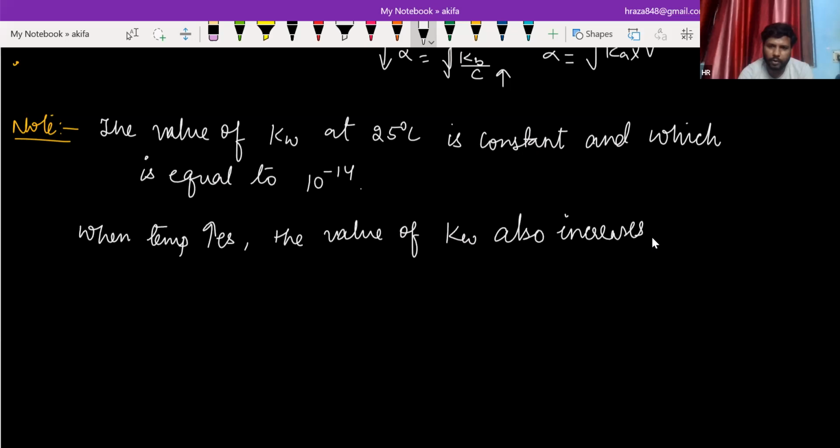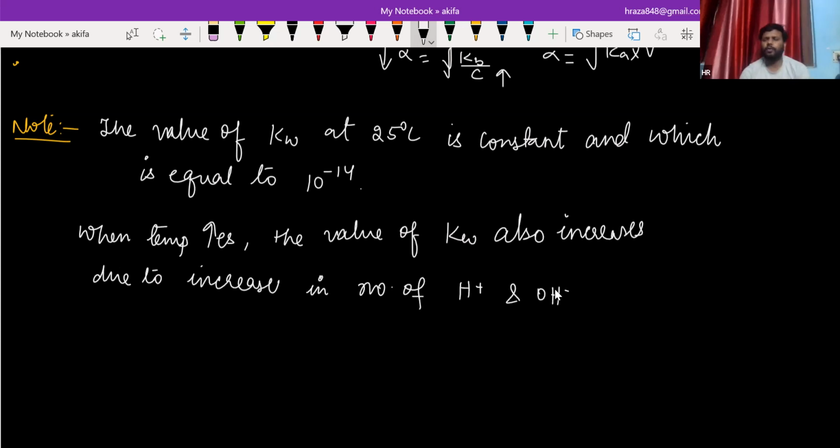The value of Kw also increases due to the increase in the number of H plus and OH minus. Because if you increase the temperature, H2O will have more H plus and OH minus. Because of temperature, the molecules move faster, far away from each other, and dissociate into H plus and OH minus. And if the concentration of H plus and OH minus increases, that means the value of Kw also increases.